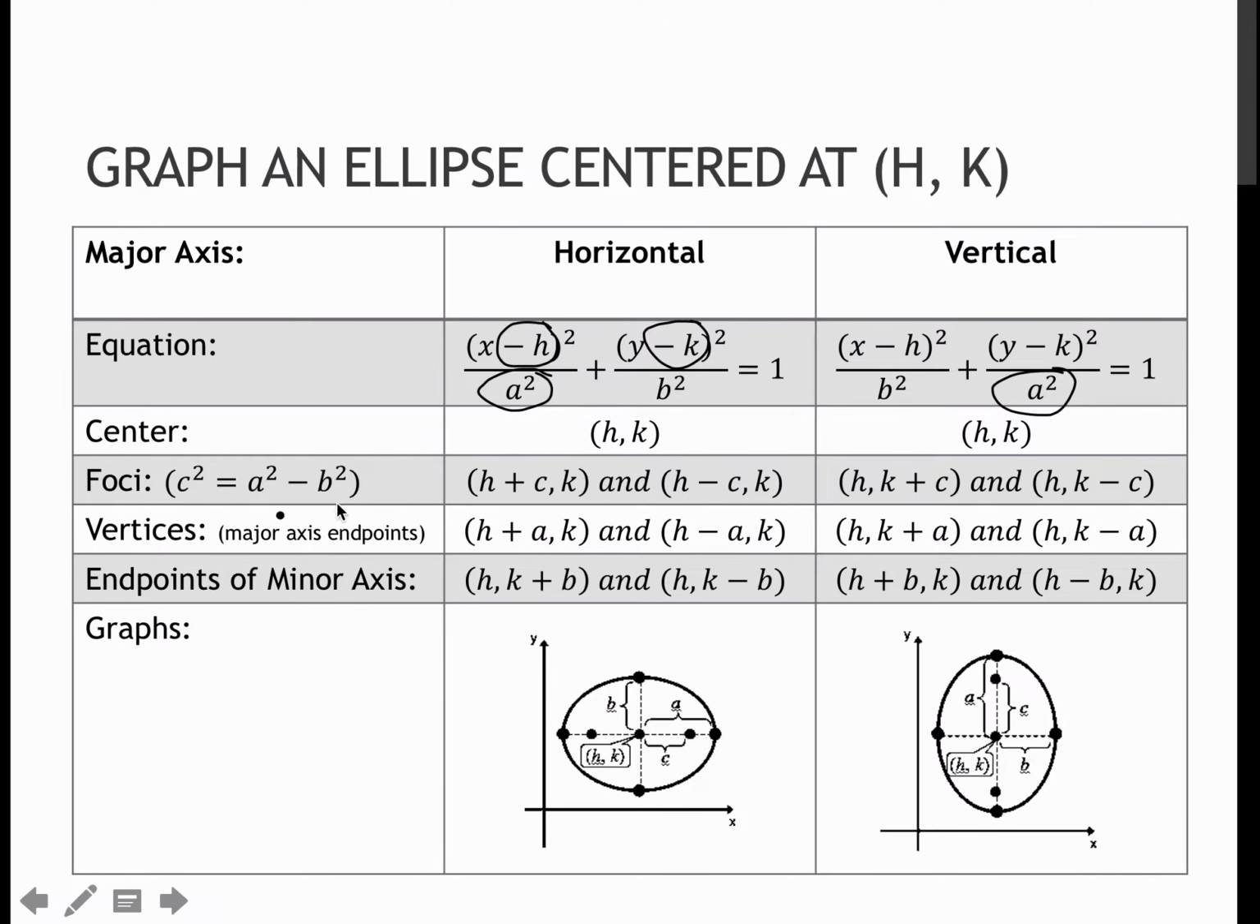The foci, same idea. To find our c value, we take the a squared minus the b squared. But notice now, instead of having that value as the x or the y value, we're going to add and subtract it from the center, whatever that center point is. Same thing with the vertices. You're going to find the a value, and go a in each direction, added or subtracted from the existing point. Same thing for the b value. You're going to add it and subtract it from the existing point. So now you can see we have the ellipse that is no longer centered at the origin.